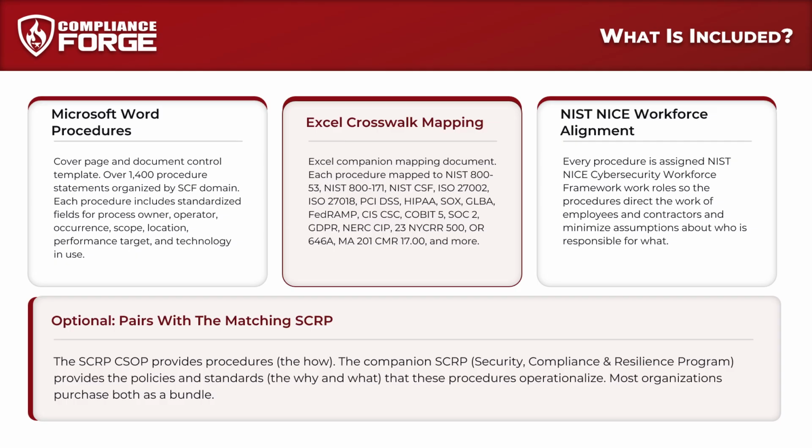The Excel crosswalk mapping. Each procedure is mapped to NIST 800-53, NIST 800-171, NIST CSF, ISO 27002, ISO 27018, PCI DSS, HIPAA, SOX, GLBA, FedRAMP, CIS Critical Security Controls, COBIT 5, SOC 2, GDPR, NERC CIP, and more. NIST NICE Workforce Alignment. Every procedure is assigned work roles from the NIST NICE Cybersecurity Workforce Framework, so the procedures direct the work of employees and contractors and minimize assumptions about who is responsible for what.